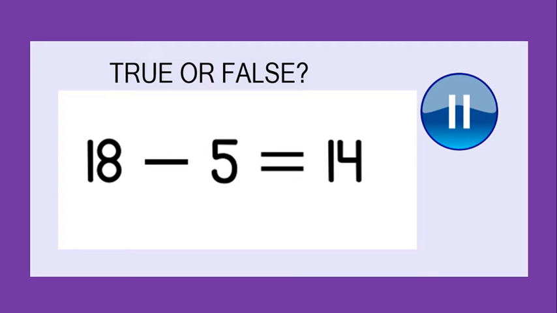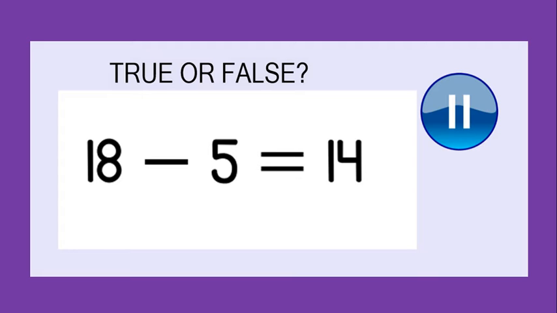True or false? Listen carefully. 18 take away 5 or subtract 5 equals 14. Now you can do this in a number of ways. You can get your counting objects out and you can take away. Now remember, when you are taking away, the number is getting smaller. You can see that because the answer is 14. It's smaller than the number we started with. So you need to be taking away things, not adding them.